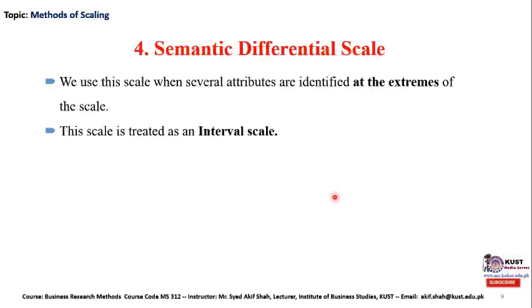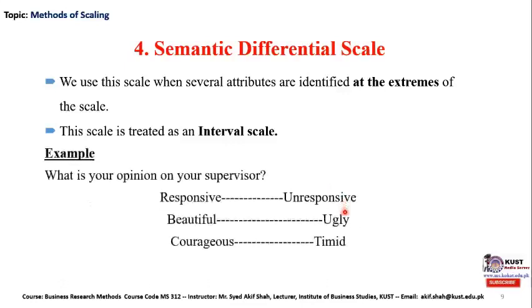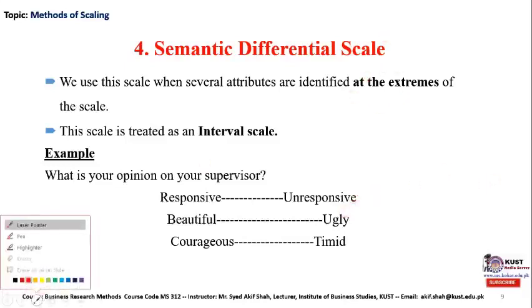Then the fourth category is the semantic differential scale. This is also basically an interval based scale to collect the data. However, we are going to utilize the extreme values in these scales. Let's take an example: what is your opinion on your supervisor while working in an organization? In order to check the relationship between supervisor and subordinate on the basis of extreme values, as mentioned in this scale.